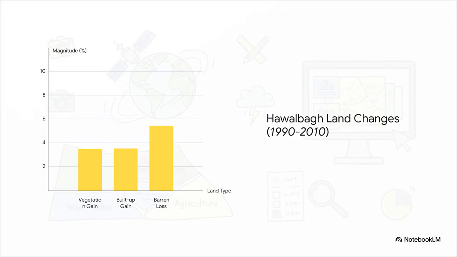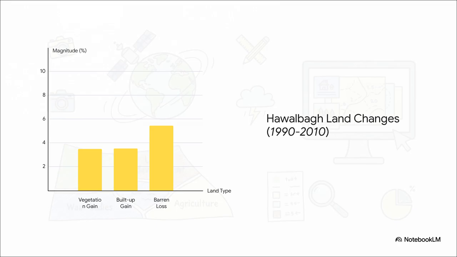And here are the results of that remote sensing analysis. Over those 20 years, vegetation actually increased by 3.51%. Built-up land, meaning human settlements and urban expansion, also increased by 3.55%. Meanwhile, barren land decreased by a pretty significant 5.46%.